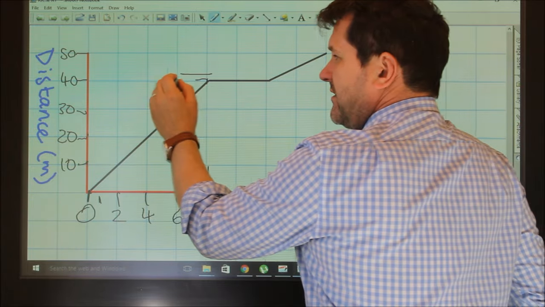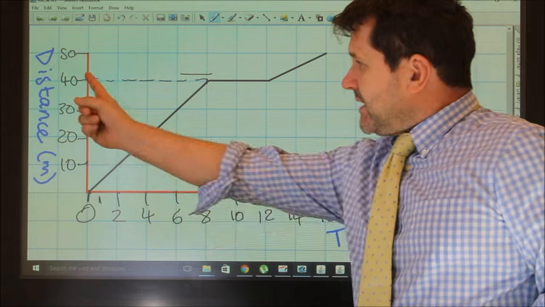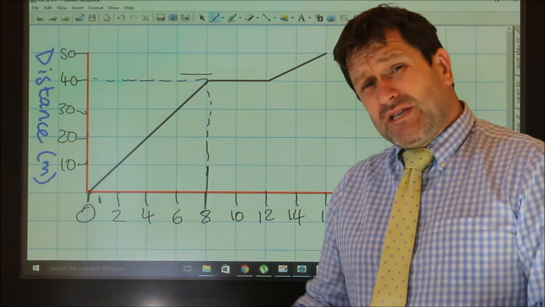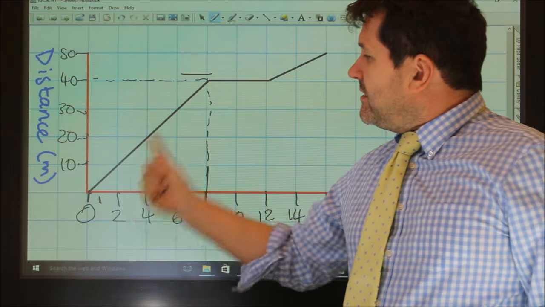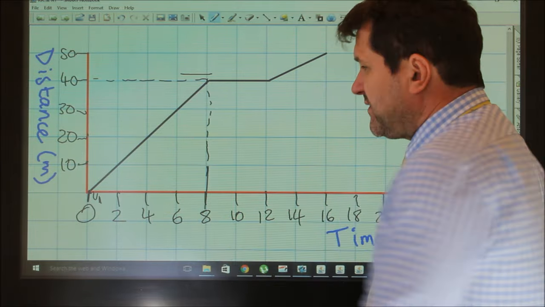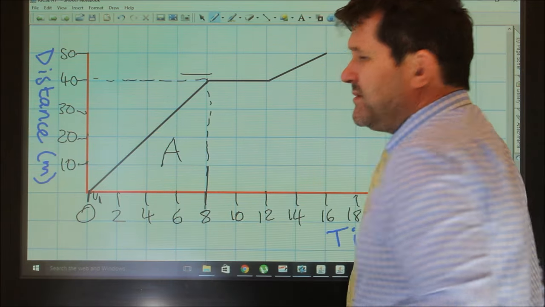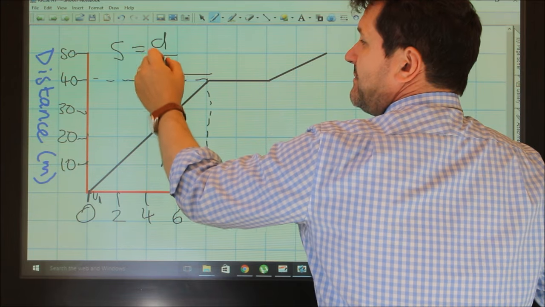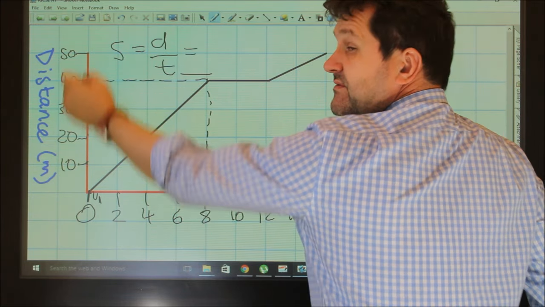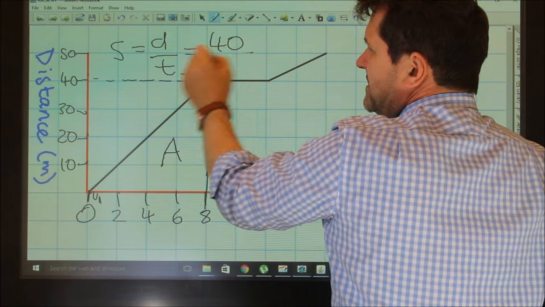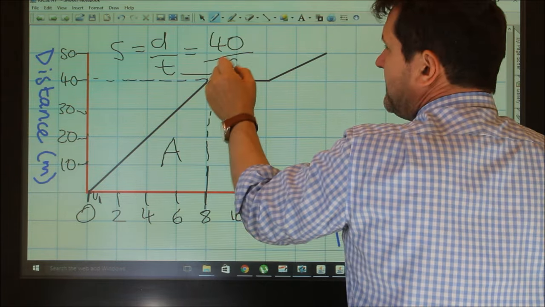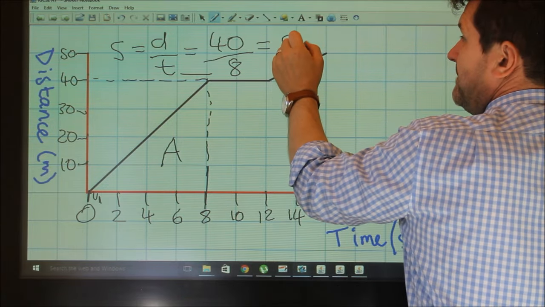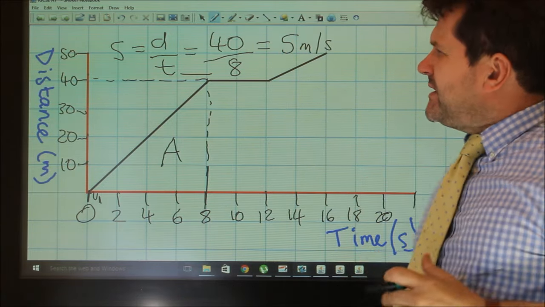So if we go along from our graph, we see it goes 40 metres in 8 seconds. So we could say, what is the speed for this part of the journey? If we call it, say, A, the speed at A, speed equals distance divided by time. The distance covered is 40. The time is 8. So 40 divided by 8 is 5 meters per second.